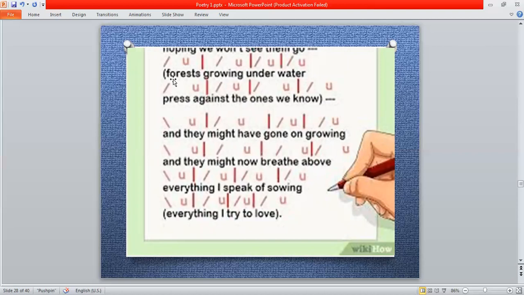Let's take this practical example. Forests growing under water. The word forests consists of two syllables, for and ests. The first syllable is the accented syllable because according to the rule of the stress of nouns, nouns are stressed on the first part of the noun, whereas the second syllable is unstressed or unaccented. Two syllables make one foot, and this red line is the separator between every foot and another. Growing. Grow is a verb.